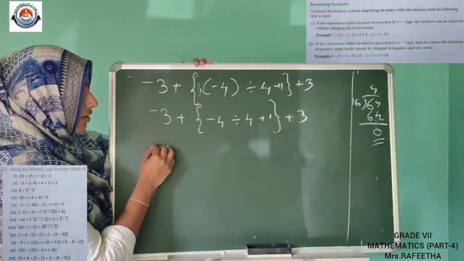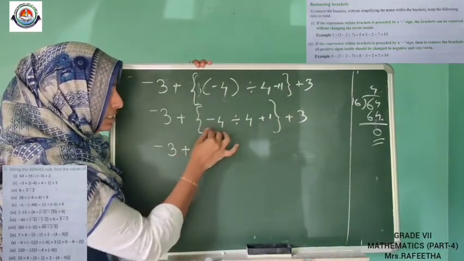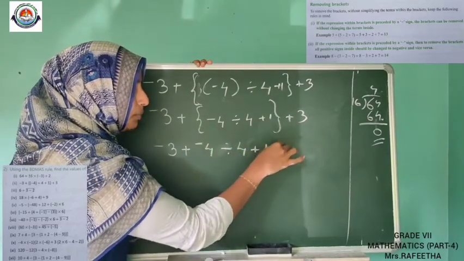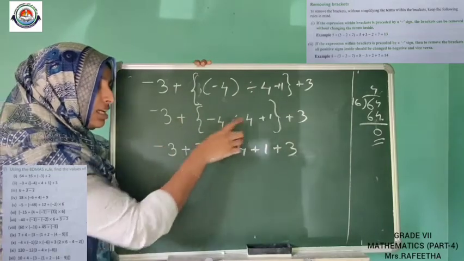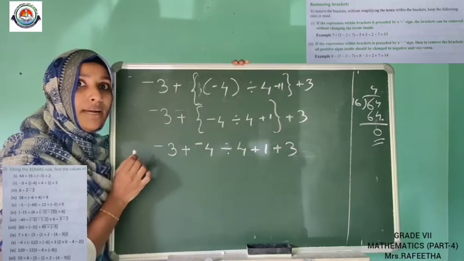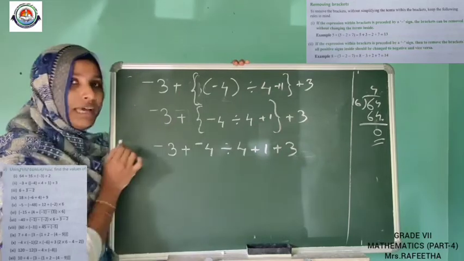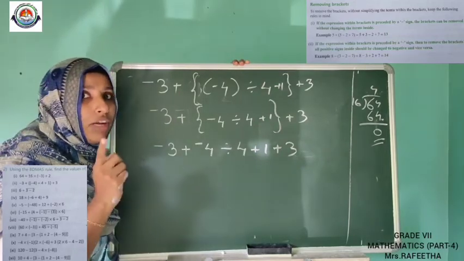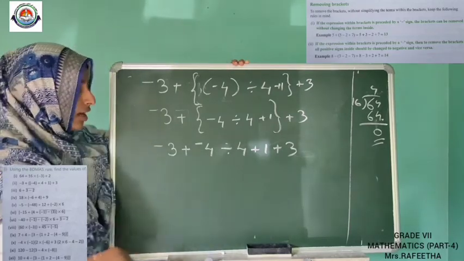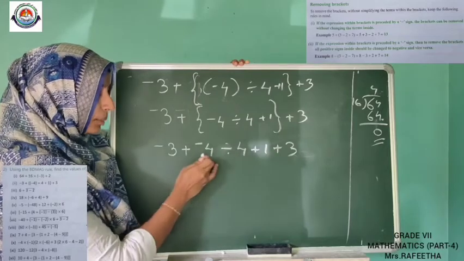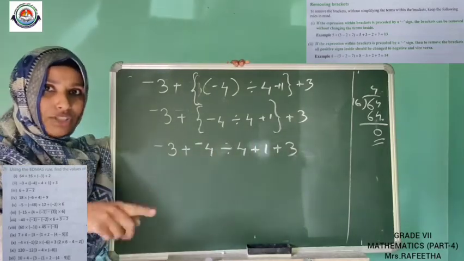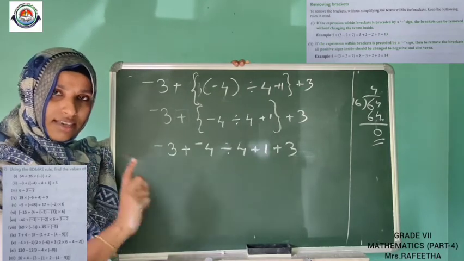Okay. So we can write like this: minus 3 plus minus 4 divided by 4 plus 1 plus 3. Which we just removed, that is only. Why? Because the sign here is plus. If instead of this plus, minus is coming, what will we do? That we can discuss in the next problem. First we can do this. Okay, so minus 3, minus 4 divided by 4 plus 1 plus 3. In this case, bracket over. Bracket, nothing is there here now.